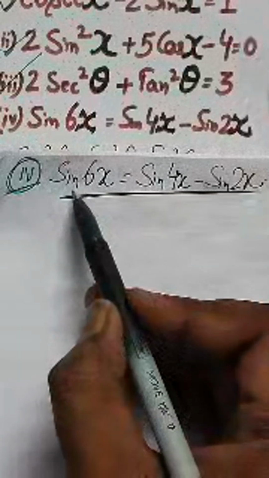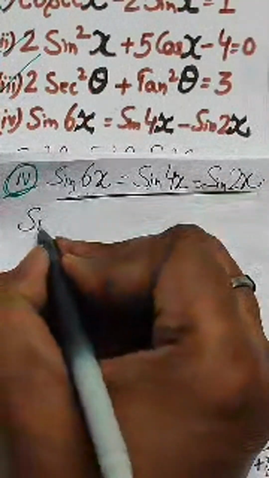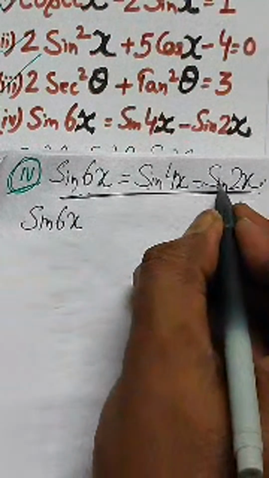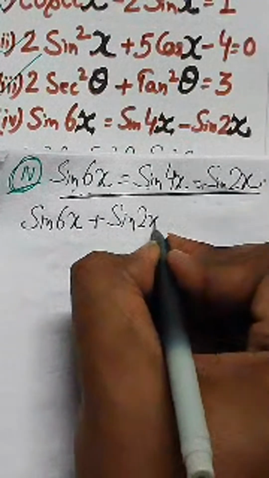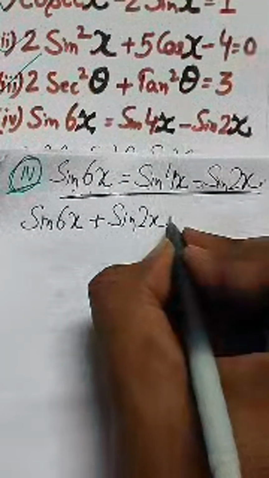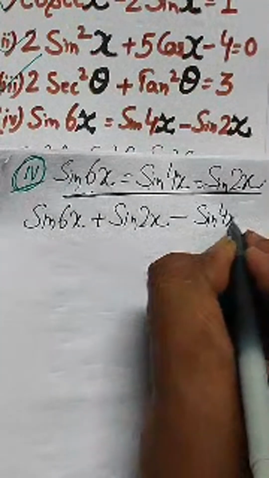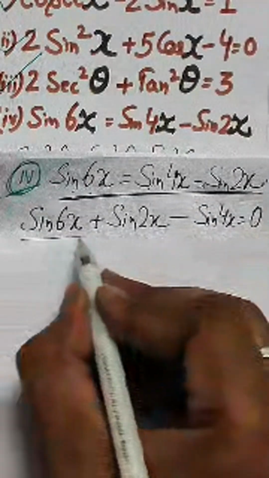So the given equation can be, we just take all the terms into the one side of the equation, right? So this will give you sine of 6x plus sine of 2x, because this is coming to the LHS, minus sine of 4x equal to 0, right? Can we write it like this, the above equation?